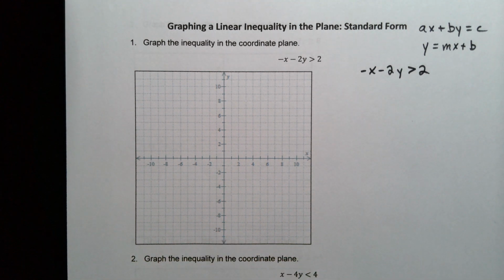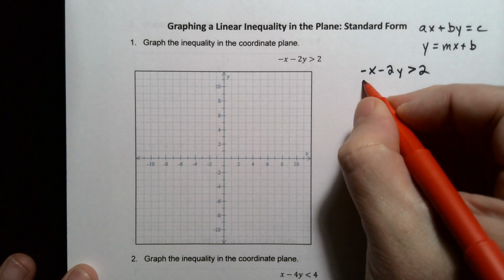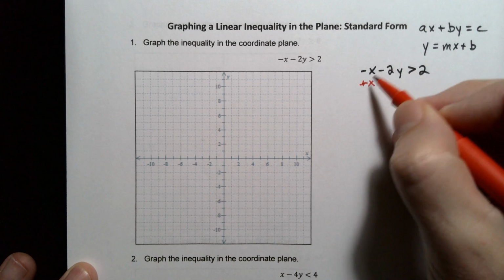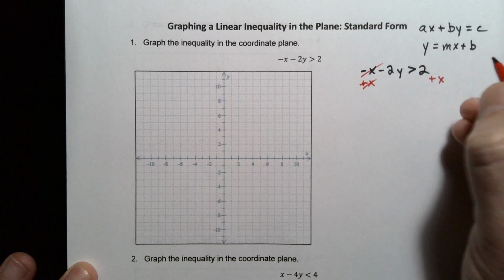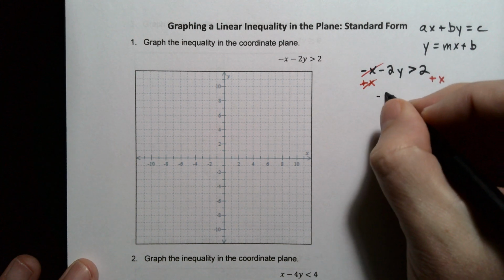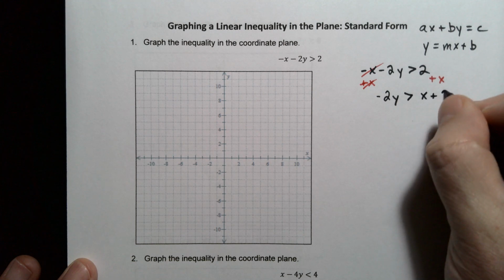Okay, so we want to get y by itself. So the first thing I need to do is get rid of this negative x. I can do that by just adding an x. If you subtract and add the same thing, they cancel, but we also have to add an x over here. I can't combine it with the 2, so there's just going to be a 2 and an x on that other side. So that's negative 2y is greater than x plus 2.